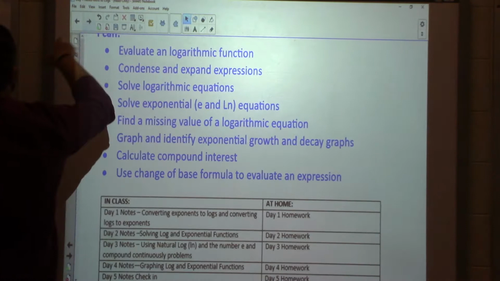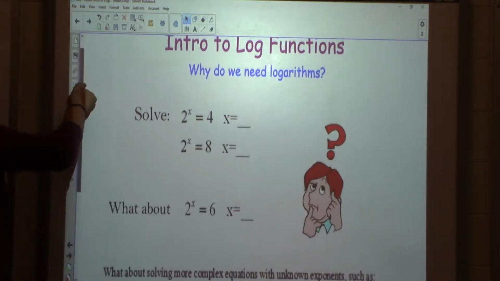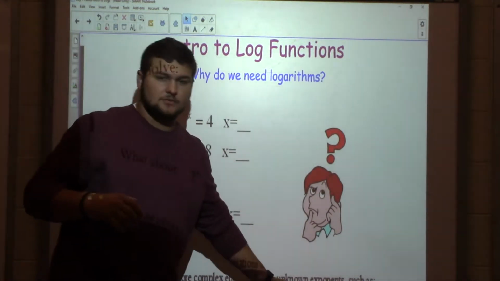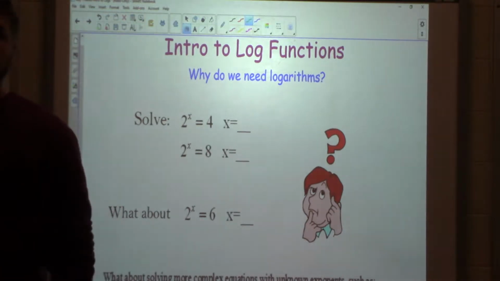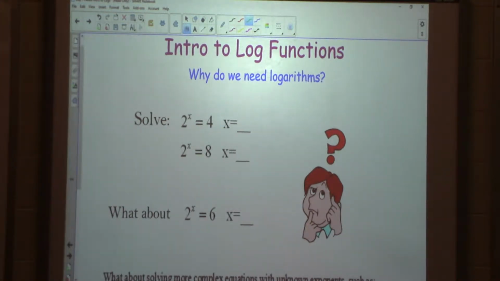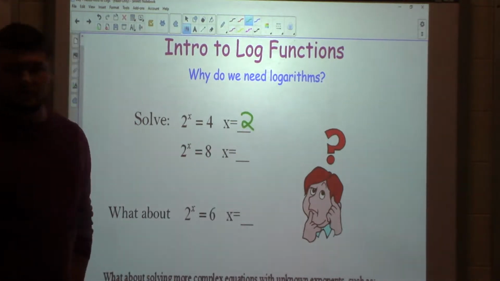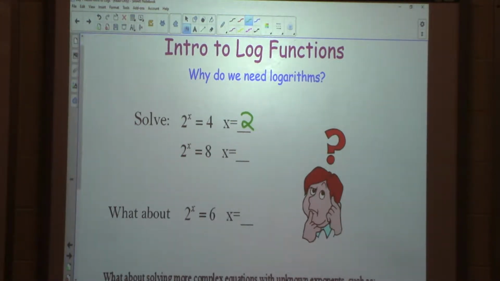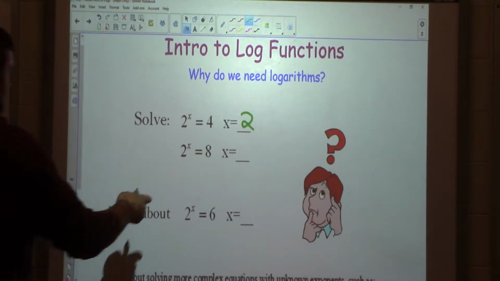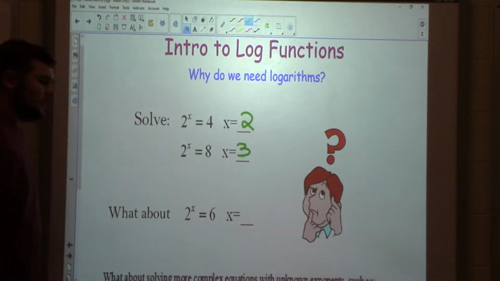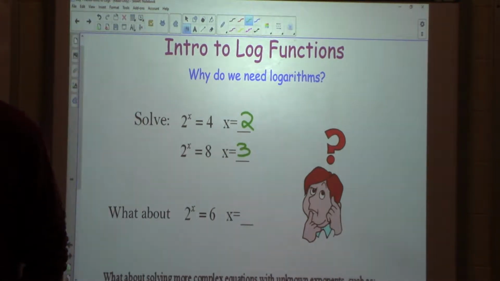So, first day, before we get started, intro, why do we need logarithms? Well, we all know 2 to what power is 4? 2. 2 squared is 4, right? So x would equal 2. 2 to what power equals 8? 3. 2 cubed equals 8. Well, 2 to what power equals 6?